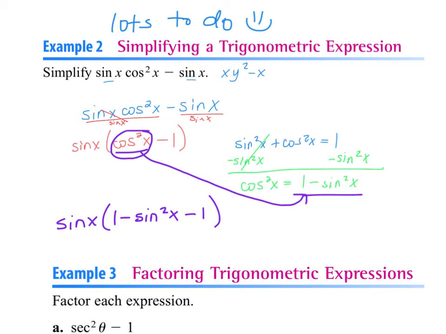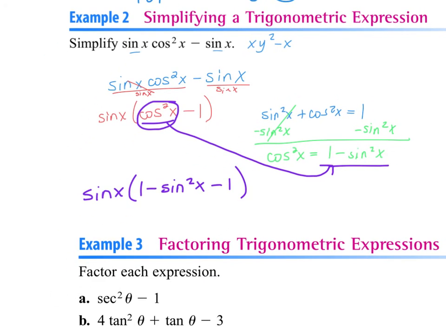Now we're getting simplified. You can see because instead of two different trig functions, we now have what trig function? Just one, sine. Inside my parentheses, what can I do with 1 and negative 1? I can cancel them out. So now I have sine x times negative sine squared of x. What does that give me? Negative sine cubed of x.